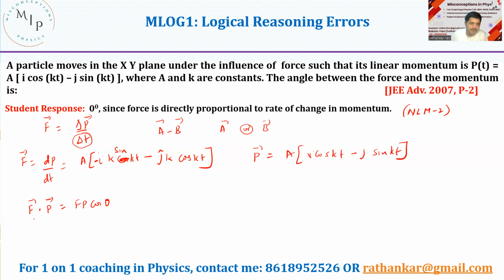This is what it is. Now towards it. Now this F and P are nothing but the magnitudes, which we need to determine. We'll determine it sometime later. Doesn't matter. Okay, now F dot P.